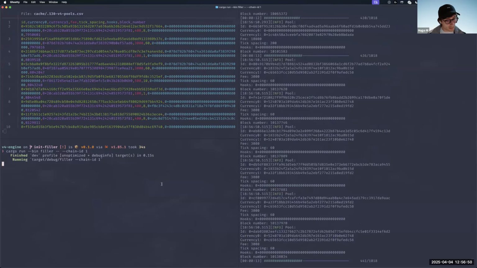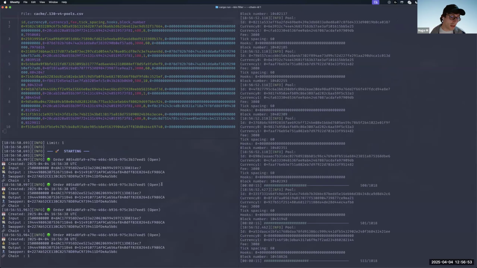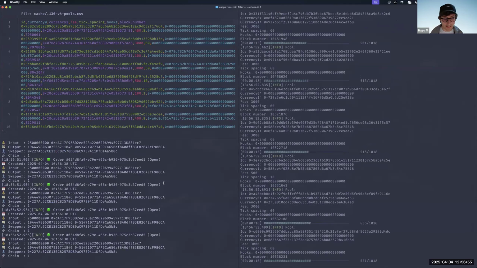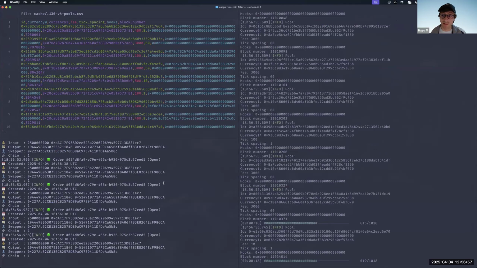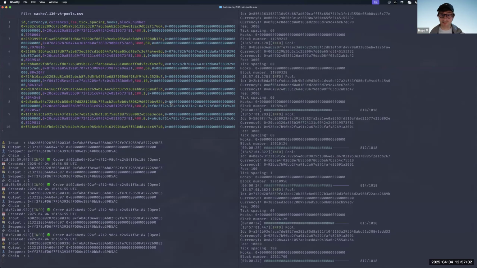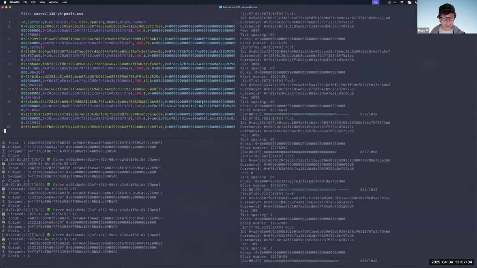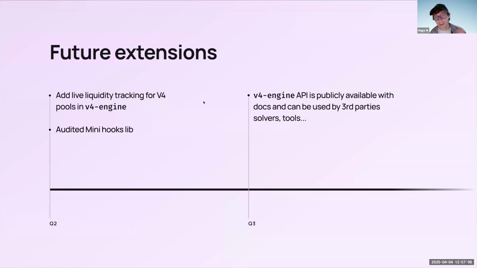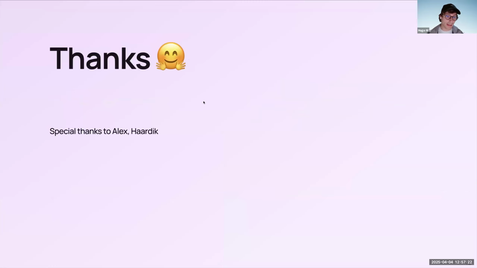The second thing we started working on is the V4 filler. It's something connected to Uniswap X, and the idea is to react to those things and try to use those more fancy pools with the fancy hooks. In the future, we'd like to add tracking for the liquidity and hopefully provide an API for builders and front-end solvers, whoever, let's see, to get really nice data around pools. So that's it.